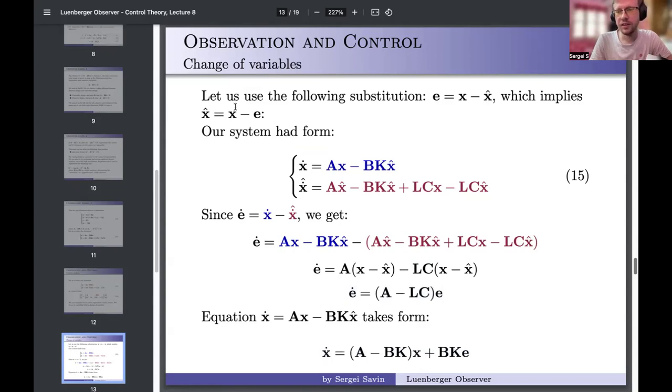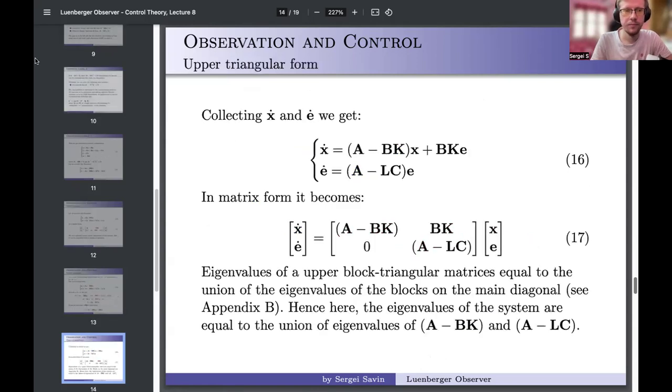Now let us write it as a system. We have here x dot equals A minus BK x plus BKE, and E dot equals A minus LC E. In terms of matrices, of course, we write it like this, right? This is a block showing how x dot depends on x. This is a block showing how x dot depends on E. This is a block showing how E dot depends on E. All right, quite clear.